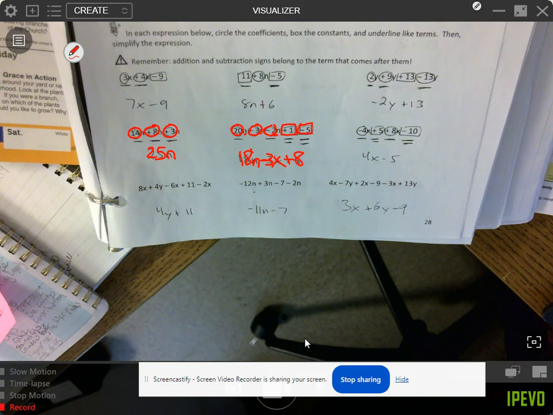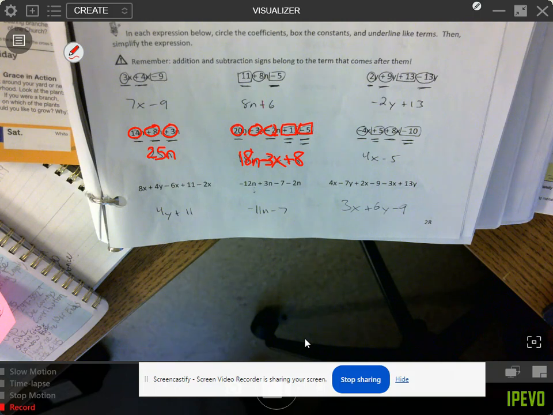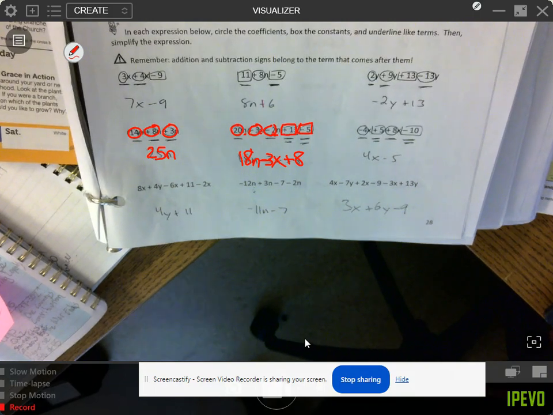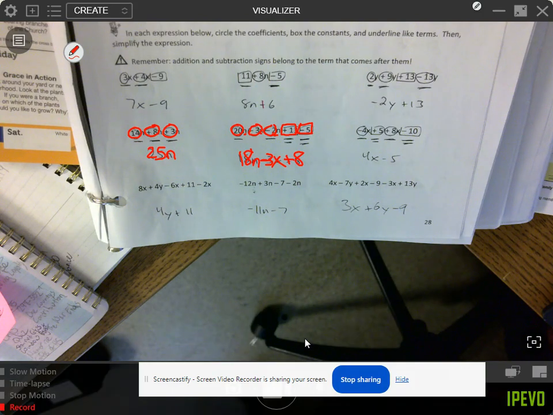Is there anybody who has the thumbs down that wants me to go through it a little bit slower? Or do we understand it now? So show me with your thumbs how many of you understand why it's 18n minus 3x plus 8. Give me a thumbs up if you understand it. So I see a lot of people not paying attention. You're understanding it? All right, thumbs down.